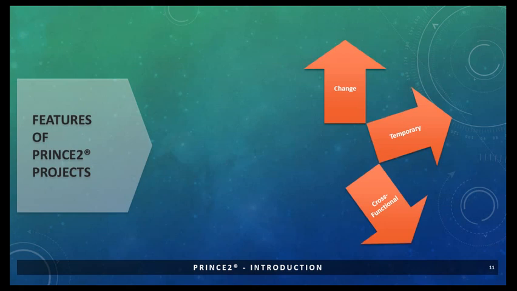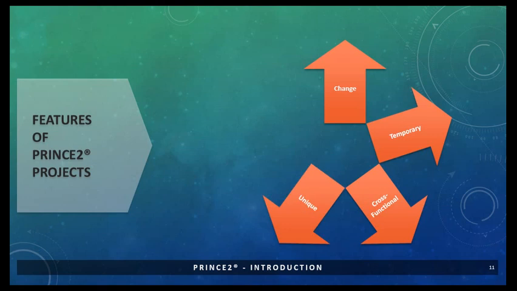Cross-functional. A project involves people from different functions, different departments who work together during the project, and all these project members will come with different skill sets in order to meet the project objectives. For example, if you take the case of construction of a house, you will have architects, electricians, plumbers, carpenters, and so on, who come with their own skill sets.